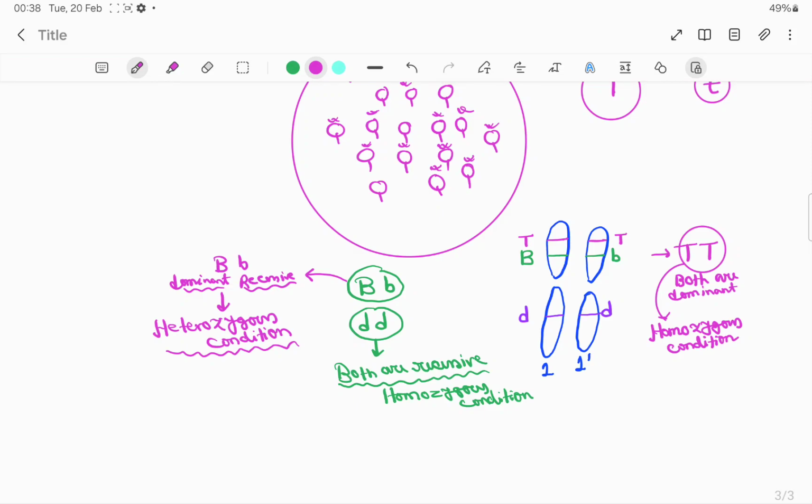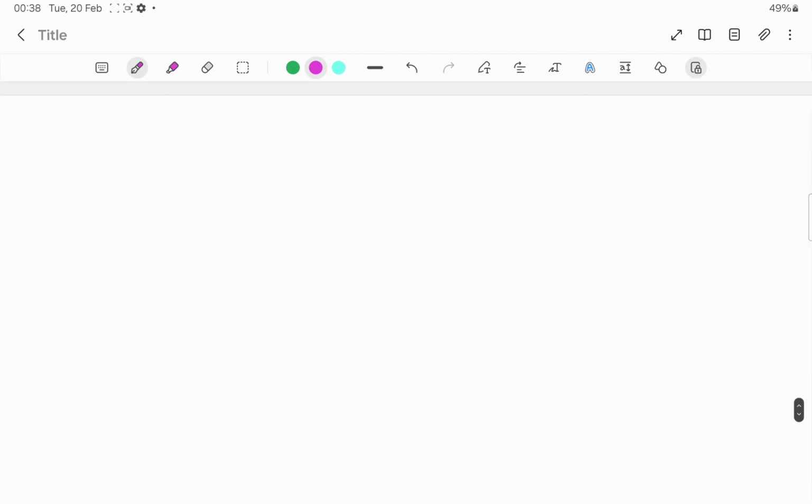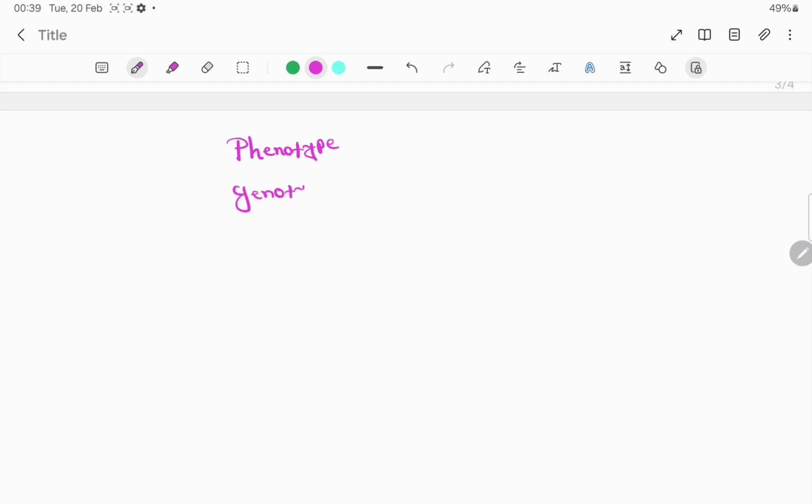Clear? Now another concept you have to understand, that is phenotype. One is phenotype, another is genotype. Now what is phenotype?